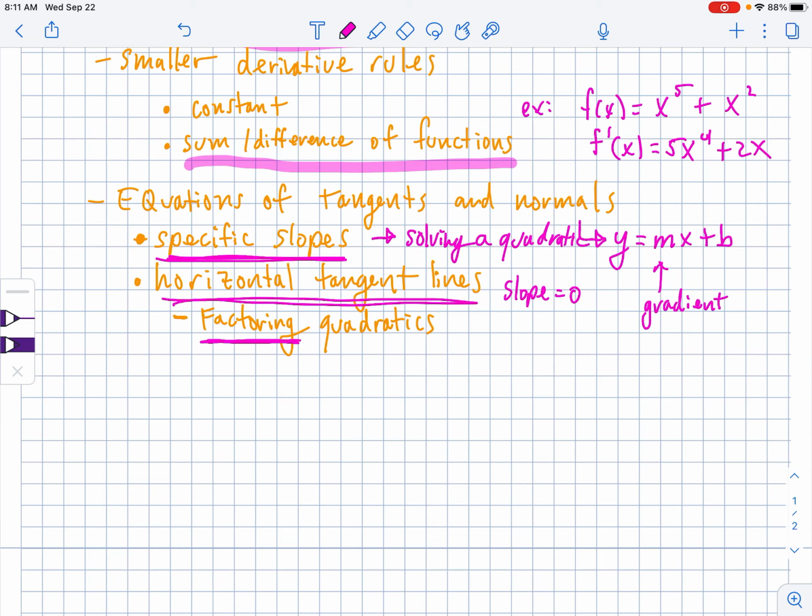But if you ever want to know the smoke and mirrors process to factor something, say like 3x squared plus 8 plus 10x, something like that. If you don't know how to factor that without guessing and checking, come hit me up. I can show you how to do it.